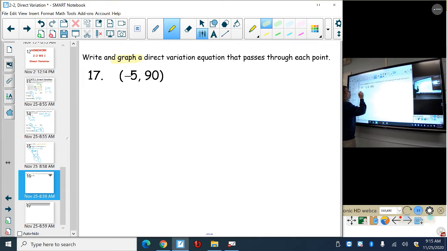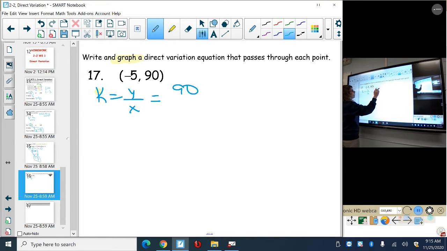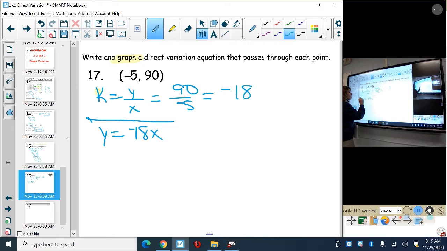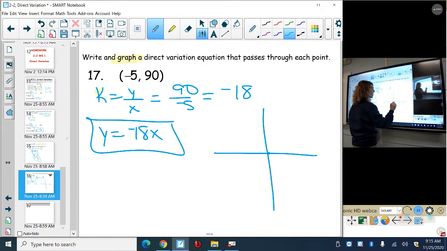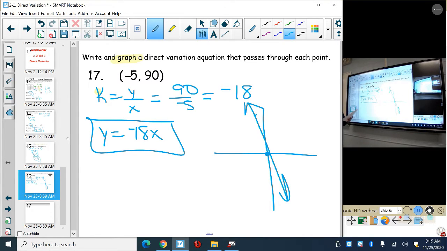Okay? So, my k value is equal to y over x, so that's going to be 90 over -5. So what is 90 divided by -5? That's going to be -18. So therefore, y is equal to -18x. So how do I graph that? I start at 0, 0. I go up 18 units into the right one, and boom, there's my graph. Do you see how quick and easy that is? Here's 18, and here's 1. So that, -1. So that is why it looks like that.